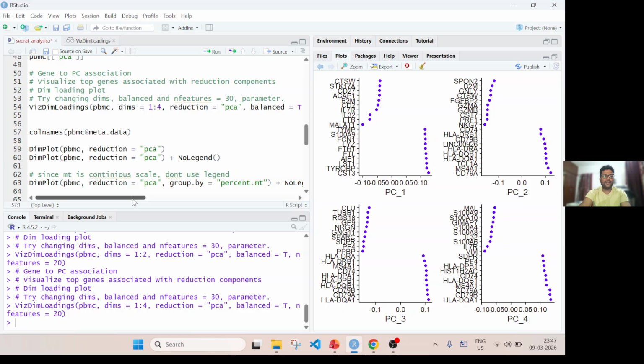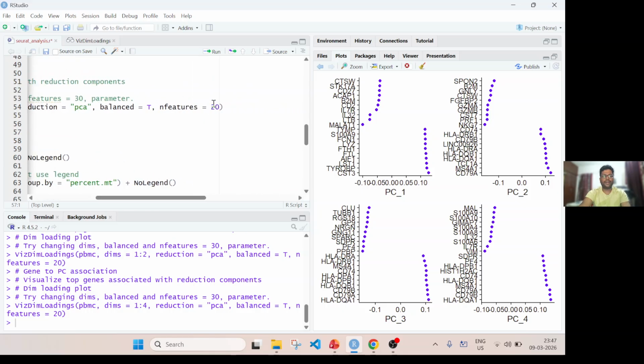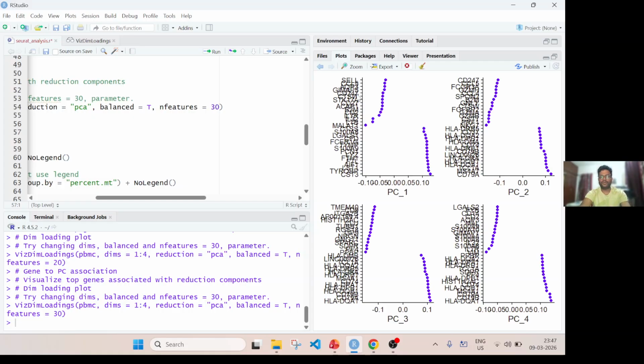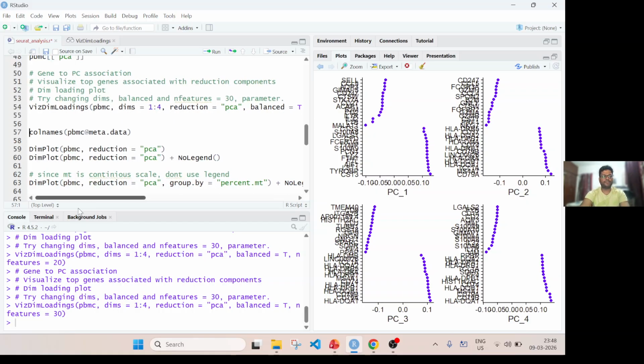And you can also tune how many features you want, 20, 30. Here only 20 genes are displayed. If I increase to 30, more genes will be displayed. You can also tune other things, like the space between the gene symbols in the plot, but you get the idea. So this is a very important plot that tells which genes are correlating with which principal components.